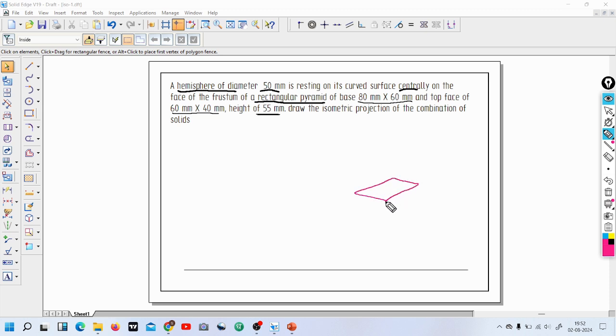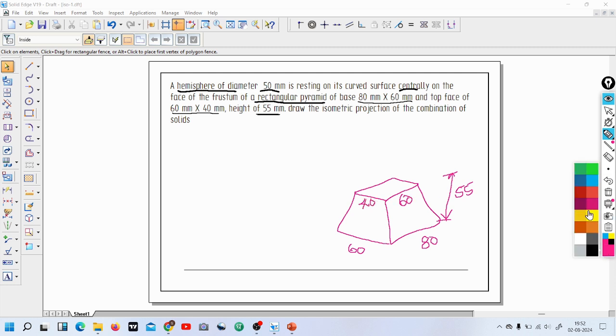This is the top face. This one is the bottom face. So the height of this frustum of a pyramid is 55 mm. Here the dimension is 80, here it is 60, here it is 60 and here it is 40. And the hemisphere is centrally placed over here. Its axis coincides with the axis of the frustum of a rectangular pyramid.